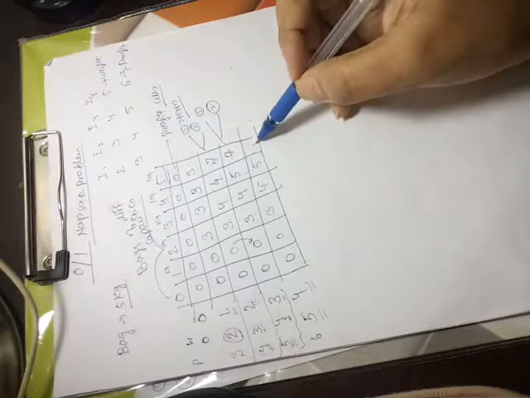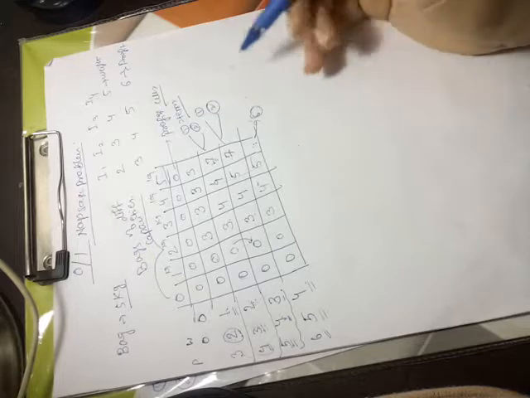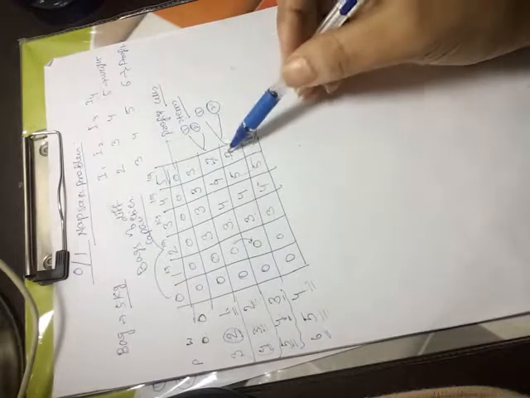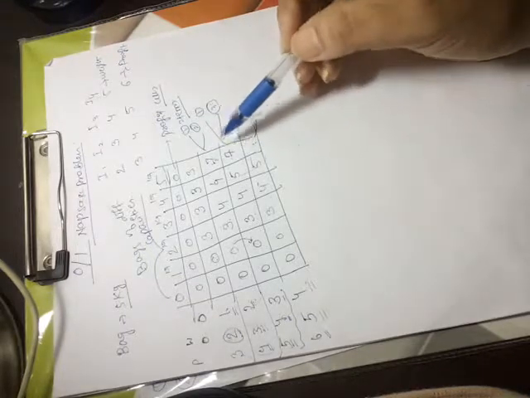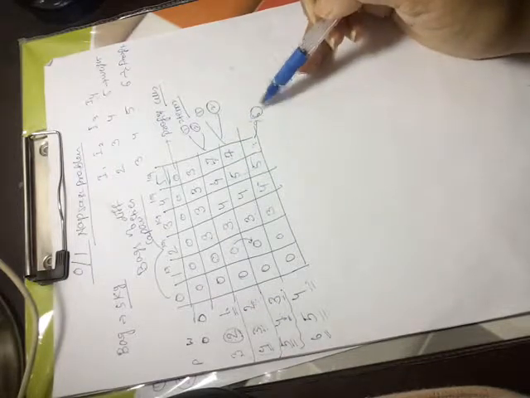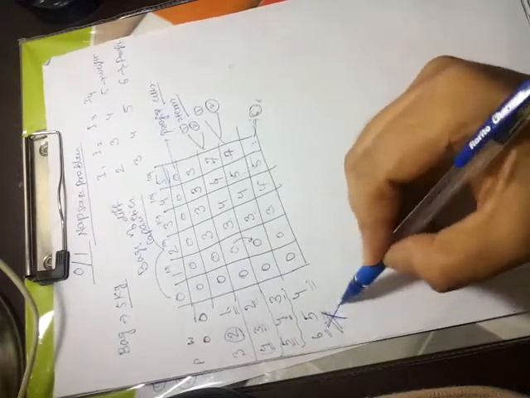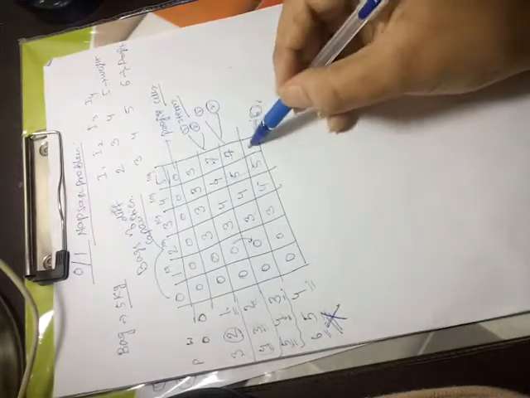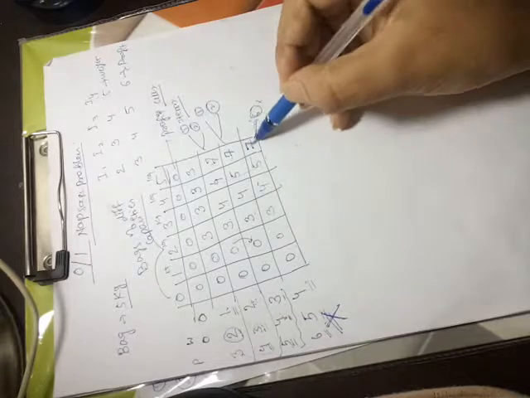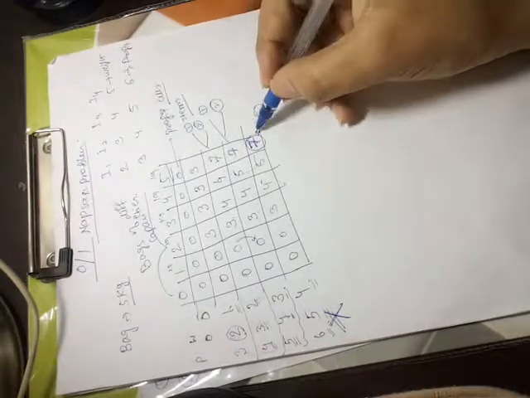But if I put it, I will get the profit as 6, which is not the maximum profit, because if you look at the previous elements, the maximum profit for 5 kg was 7. So we cannot put this directly, which means we will not consider this item for maximizing the profit. Just copy the previous entry. So the maximum profit for a 5 kg bag will be 7.